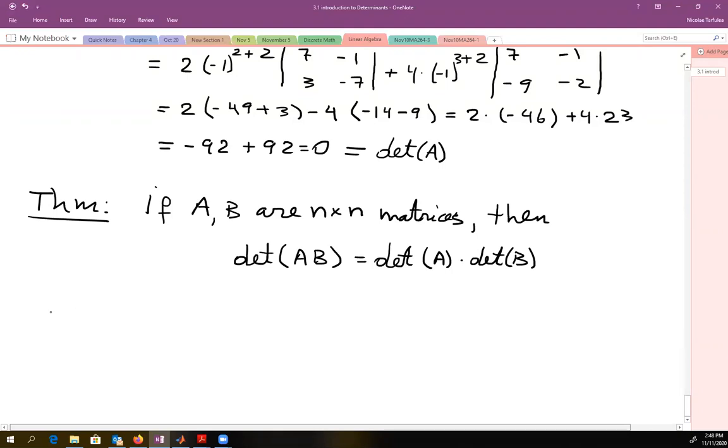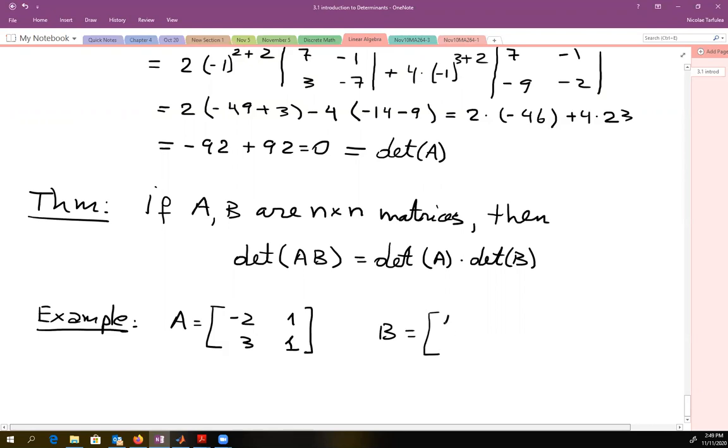We can test it by considering very simple matrices, so let's say 2 by 2, so we won't have to compute too much. A is -2, 1, 3, 1. And then B, I'm going to say, is 1, -2, 0, 7.